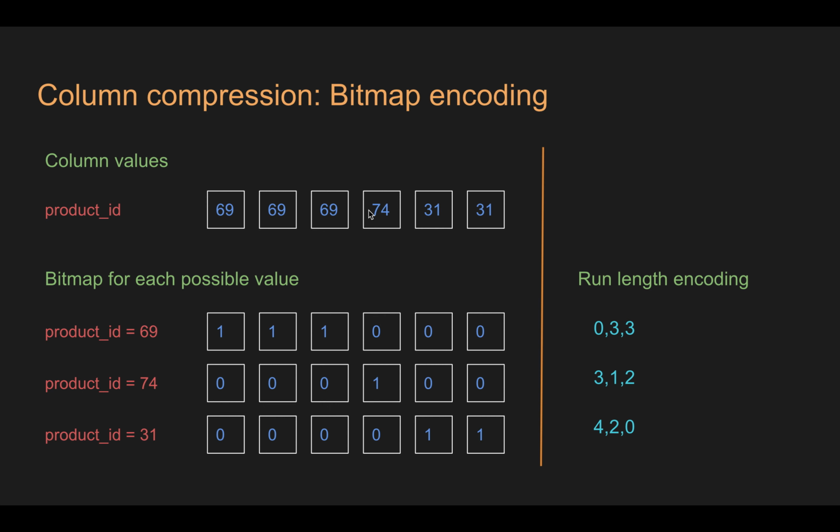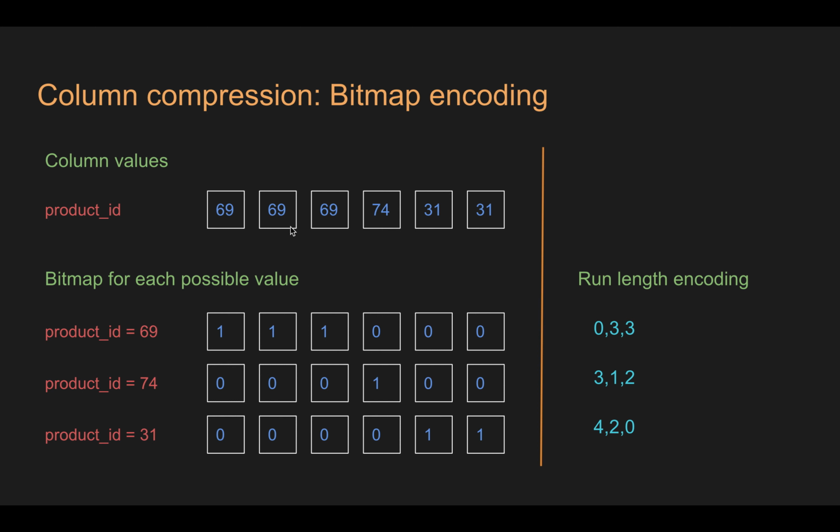This is how bitmap encoding will work. For the value 69, we put a 1 for each position where the value is 69, and we put 0 otherwise. Similarly, for the product ID 74, we put a 1 for the position where the value is actually 74. In this case, it's only this 4th entry here. So this is how we can use bitmap encoding to compress these column values.